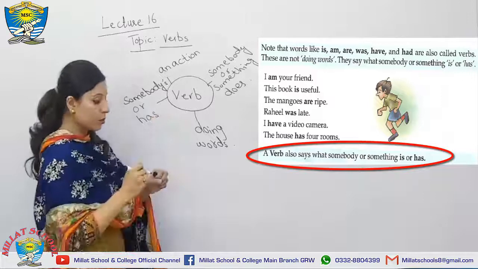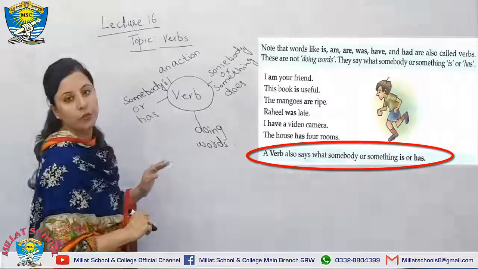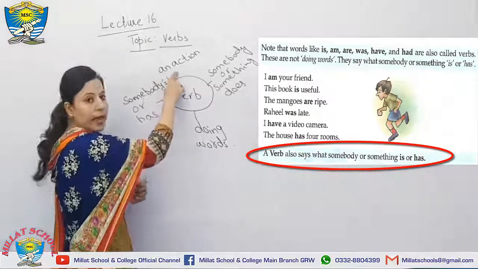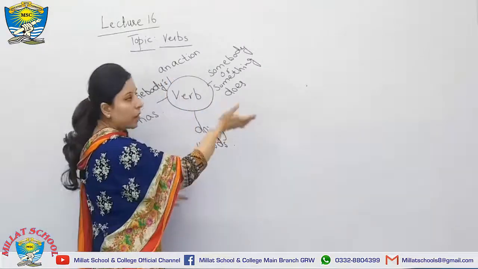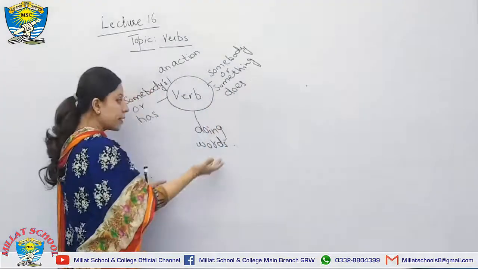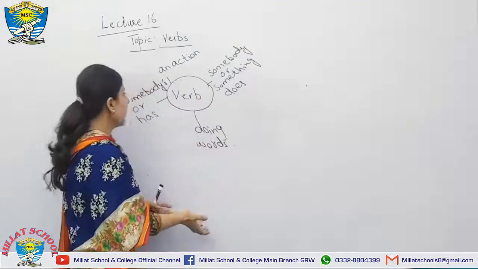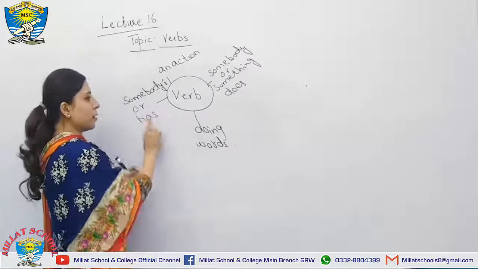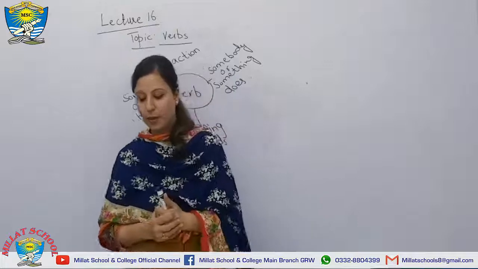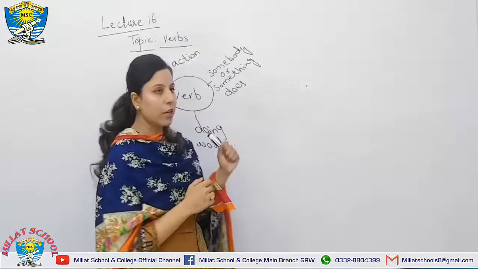This is a complete definition of the verb. How? Let's elaborate it. A verb is an action in which somebody or something does something. It is also doing words that relate to somebody's or has someone. Got it? So this is going to be the very fine definition of it.